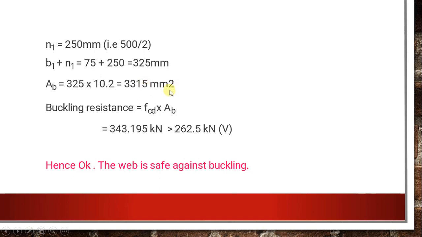With the help of this area, you have to find out the buckling resistance. So the formula is as follows: fcd into Ab. fcd I already calculated in the previous slide, that is 103.528, and the area is 3315, and with the help of this formula, the buckling resistance is obtained as 343.195 kilonewton, and it is greater than the shear force. So the web is safe against buckling. From this equation, you can conclude the web is safe against buckling, because the buckling resistance is greater than the shear force which acts over the beam due to the external loading.